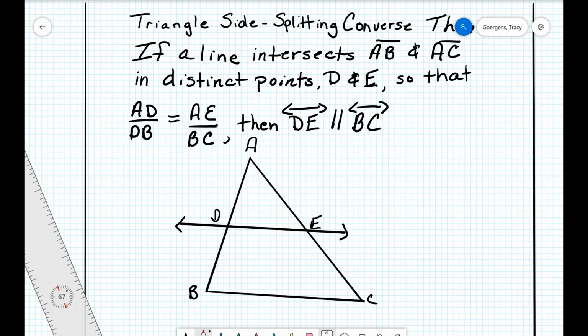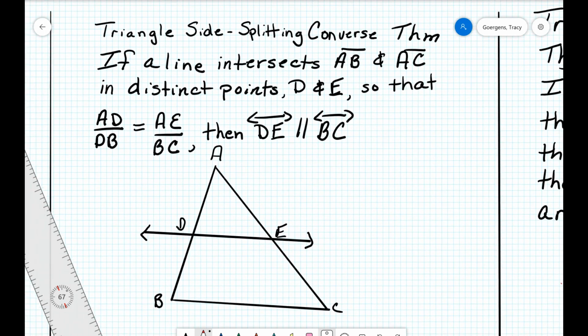All right, guys. So you should have gotten those 6 problems uploaded by now. And I want to look at the triangle side splitting converse theorem. It is in your book if you want to check it out as I'm writing. It's on page 776.